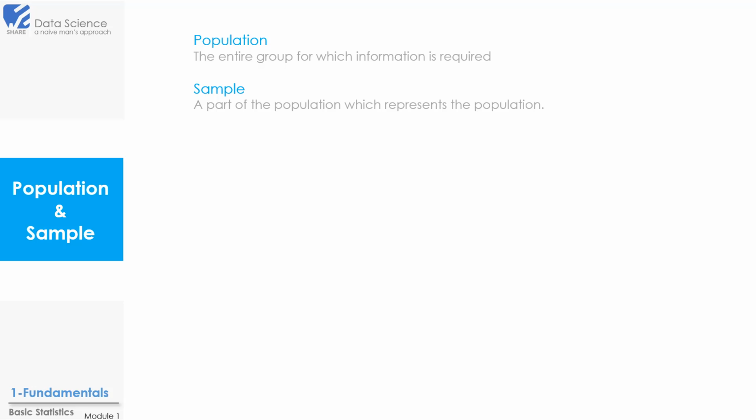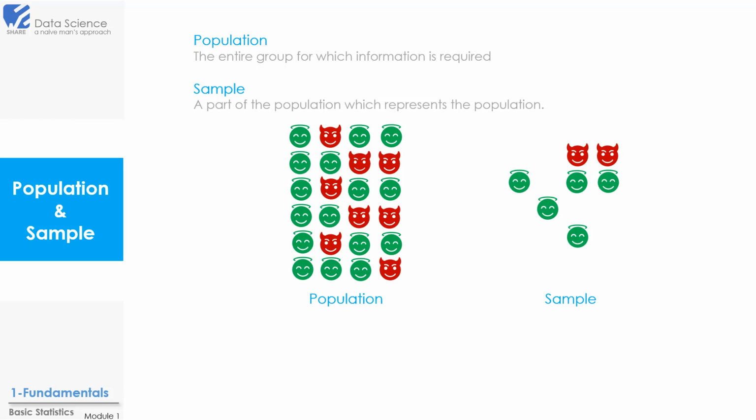Then we have population and sample. So in statistics, we carry out a study on a sample to arrive at a conclusion about the population, because data on the population in general is not available. So if you look at the definition, the population is the entire group for which information is required, and the sample is a part of the population which represents the population. So as you can see here, the population is the entire group and samples are part of the population.